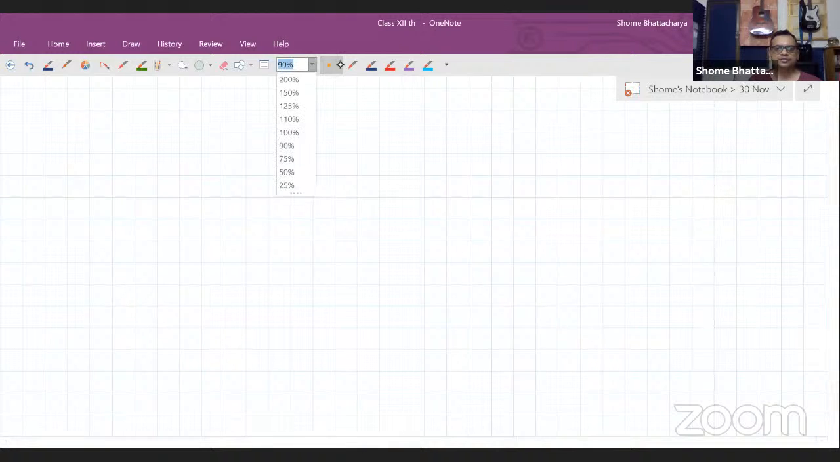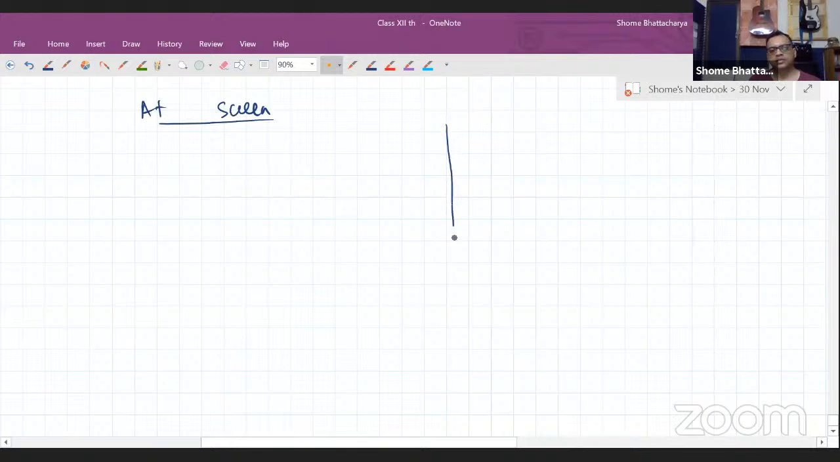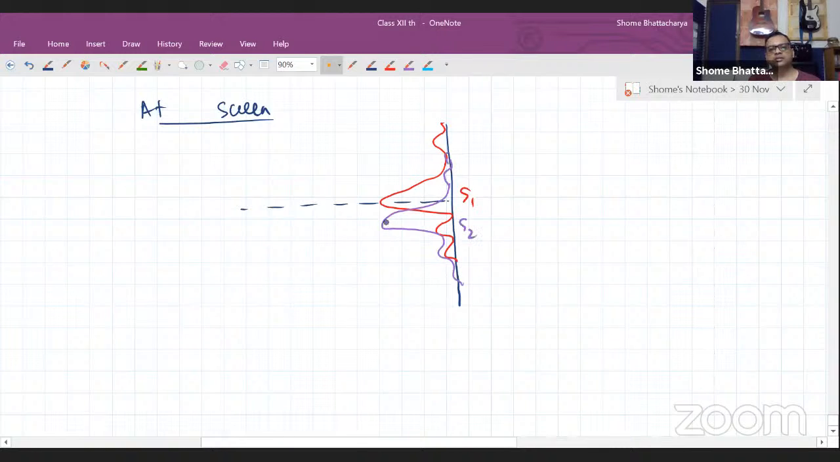Okay, so now imagine at the screen, what is happening is that this is the central maxima and this thing for the image of S1. Okay, and let's say the image of S2 is such that it's like this. Then what will happen is that these images will tend to overlap.